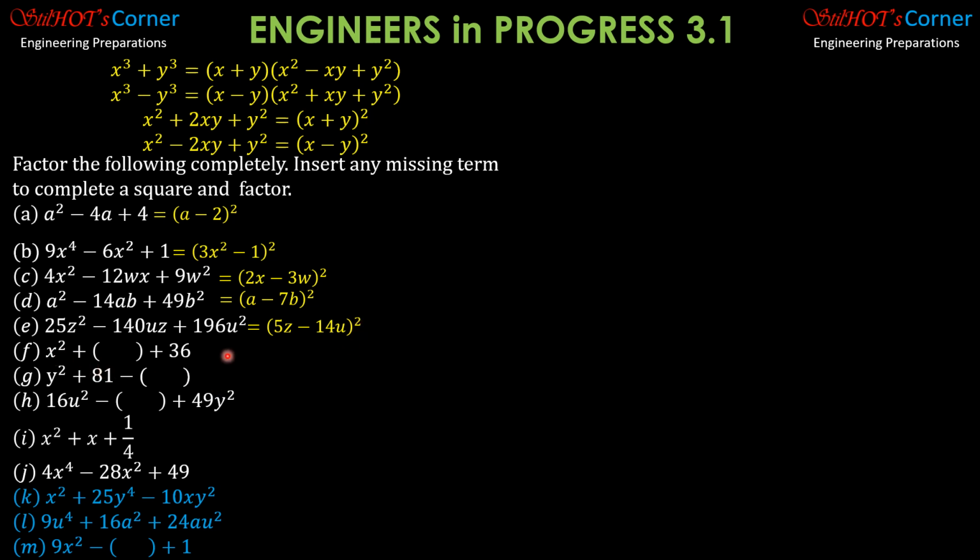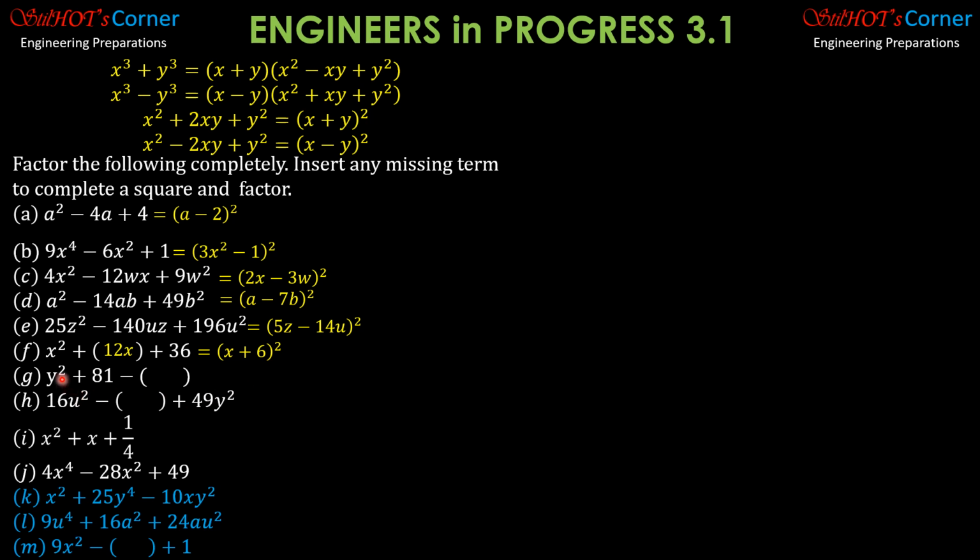So in this case, x square is a perfect square, 36 is a perfect square, square root of x square is x, square root of 36 is 6, the product is 6x times 2, 12x. So the missing term here is 12x. Since this is plus, the complete factored form is quantity x plus 6 close square.